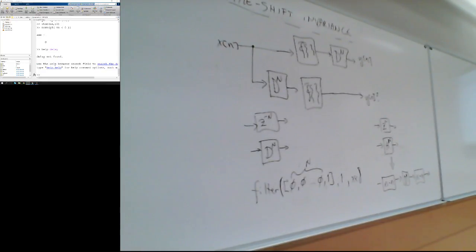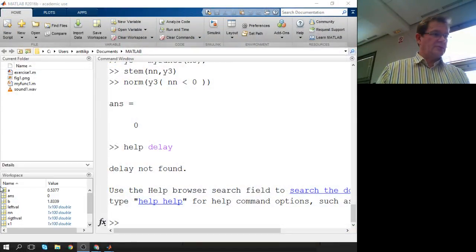Okay, so time shift invariance. It's invariant if you can change the order of delay and the function. If not, then it is not time shift invariant, which is a double negative kind of thing. Okay, let's take a quick look at how to do it in MATLAB.